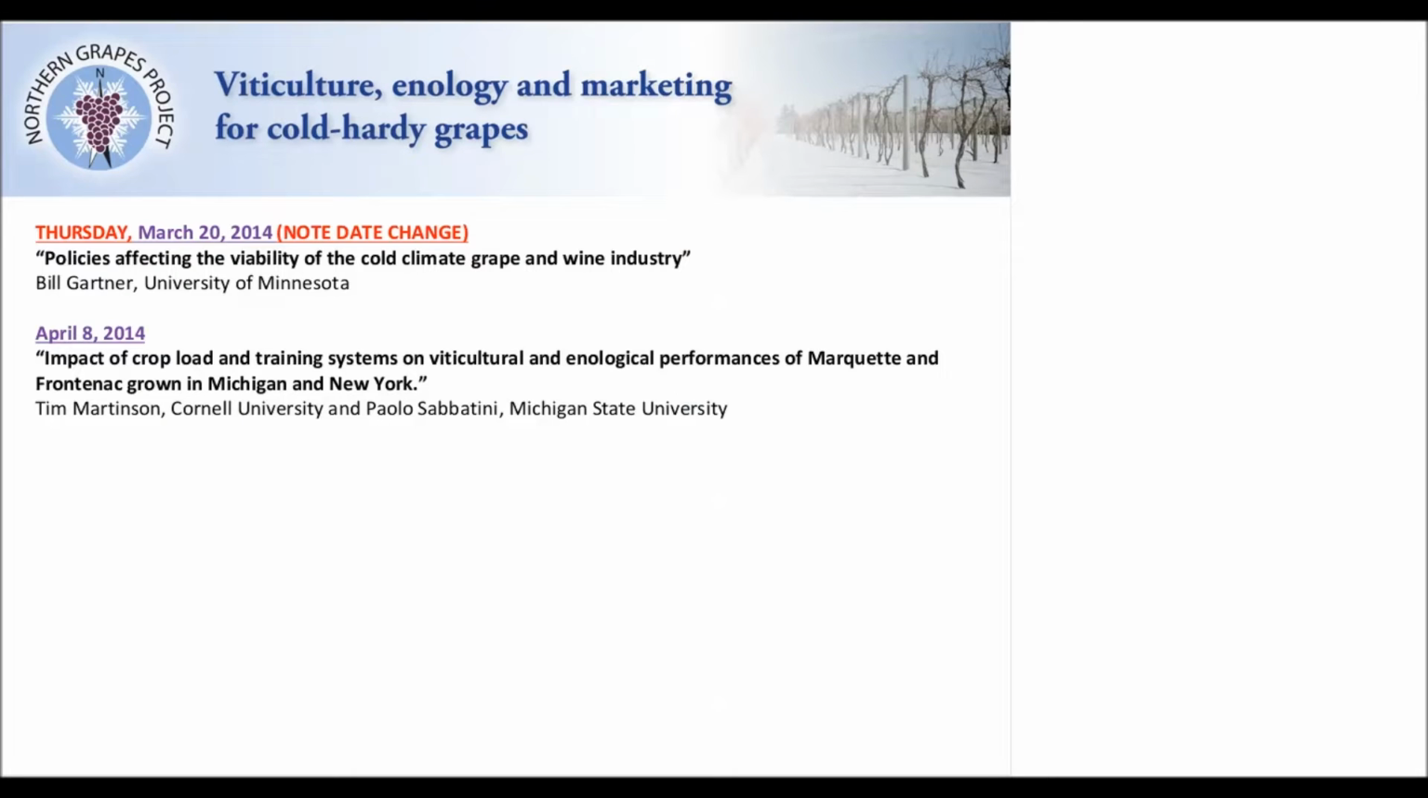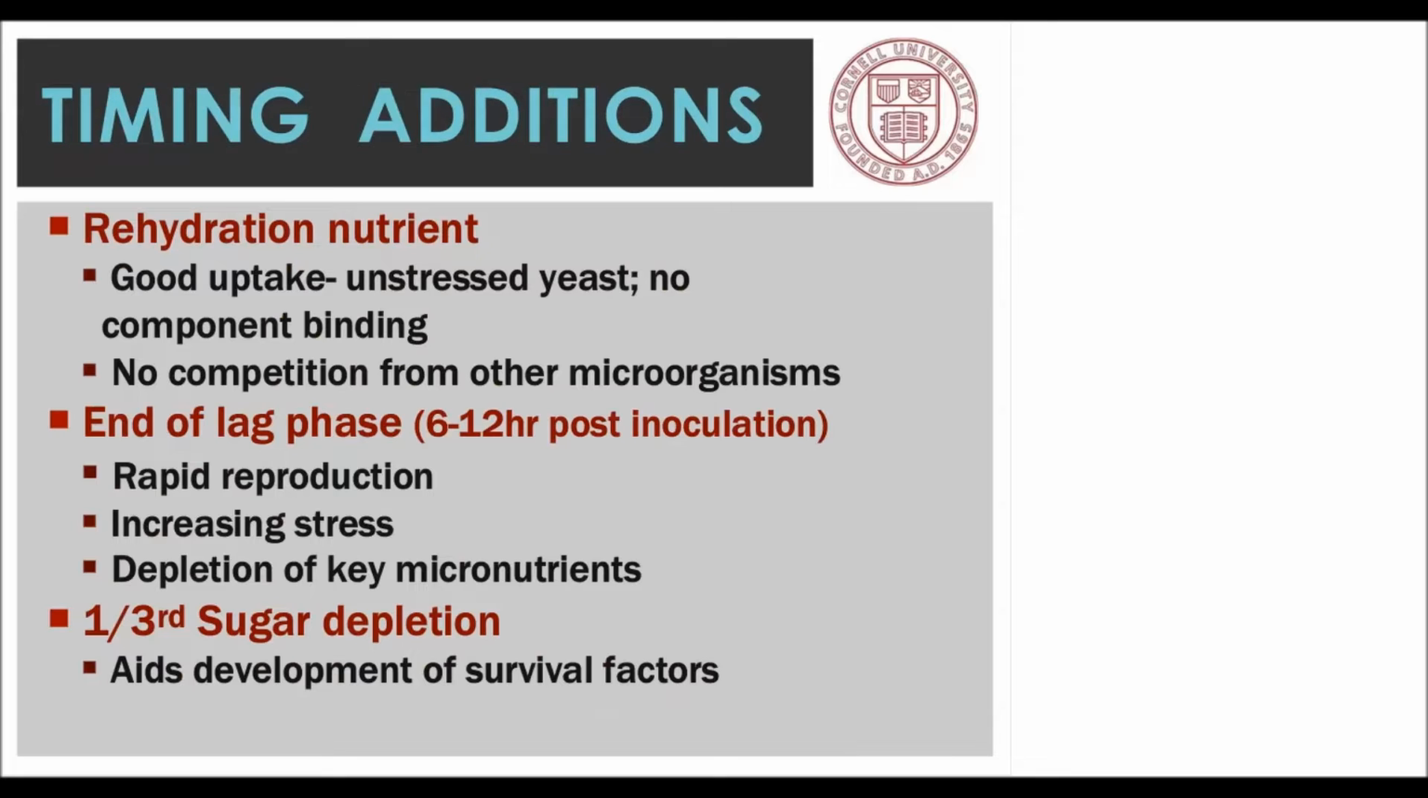Covered that. So, how do we time additions? Well, there are 3 times when we usually can add additions. The rehydration nutrient is the first one. This is when you mix in when you are rehydrating your yeast. It is usually taken up rather quickly. Your yeast isn't stressed. There's nothing to bind with it, and you're not competing with other microorganisms.